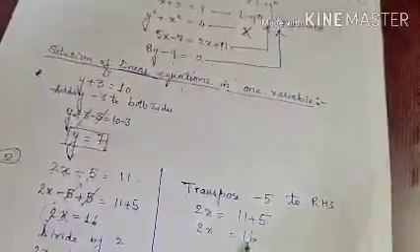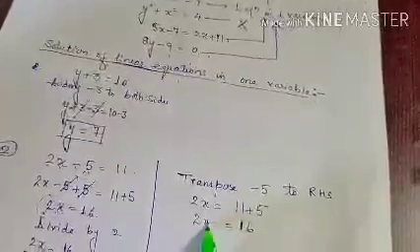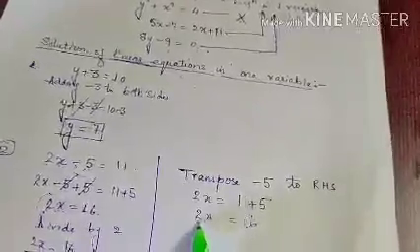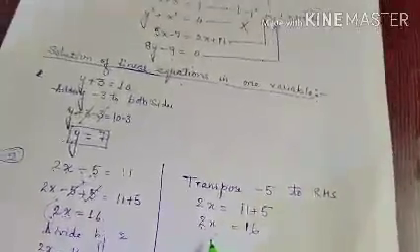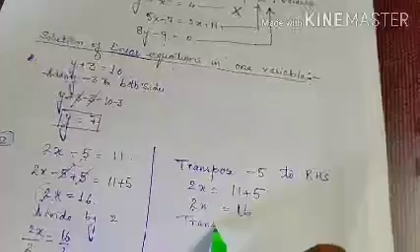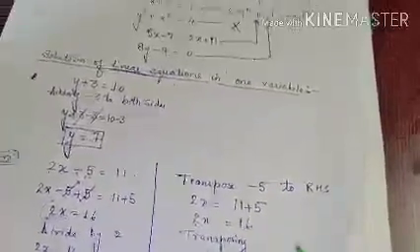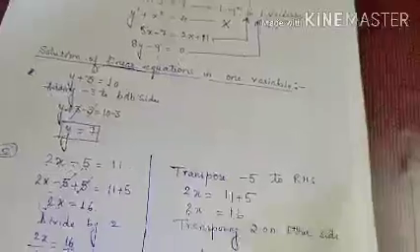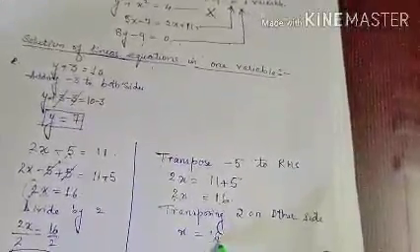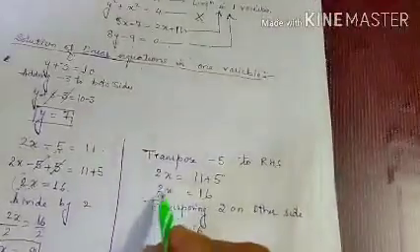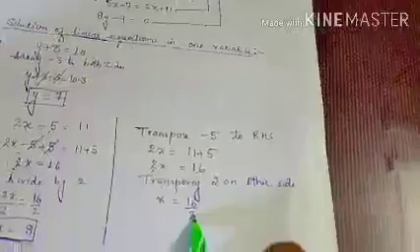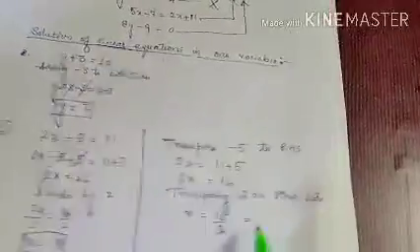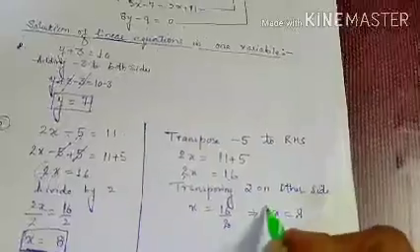Now again 2 is multiplying with x, we have to transpose it to the other side, and you can say the reverse process of multiplication is division. So transposing 2 to the other side, it becomes 16 by 2, because here it is multiplying with x, so when you transpose it to the right hand side, it divides 16, so you get x is equal to 8.